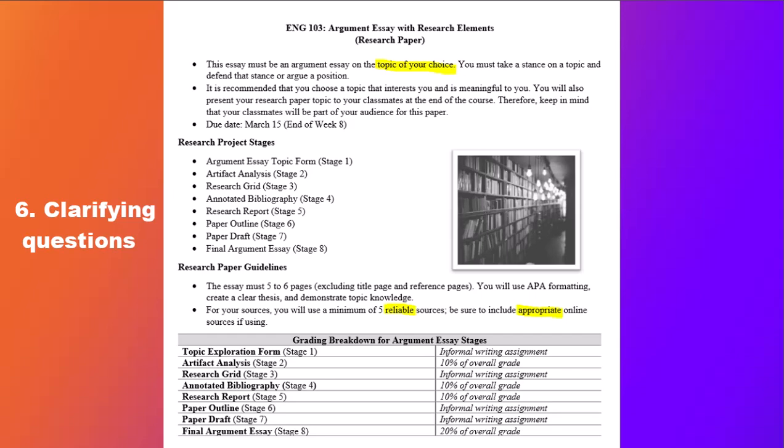Should you be using academic or popular sources? Should you include any peer-reviewed articles? Since this is a research paper, this is likely an important clarification to make.